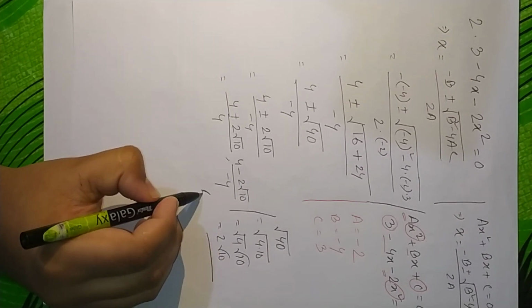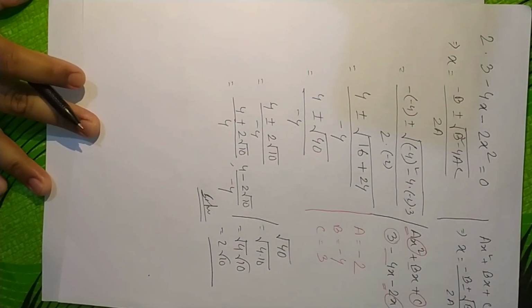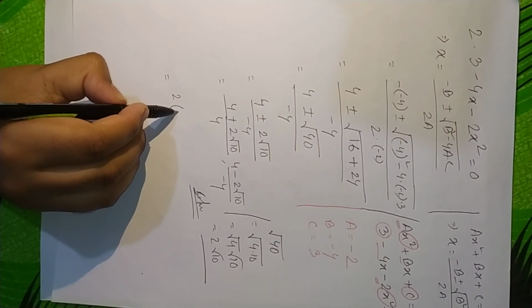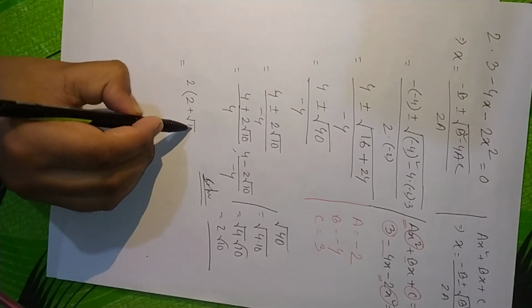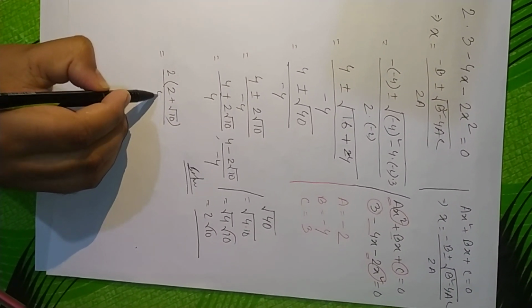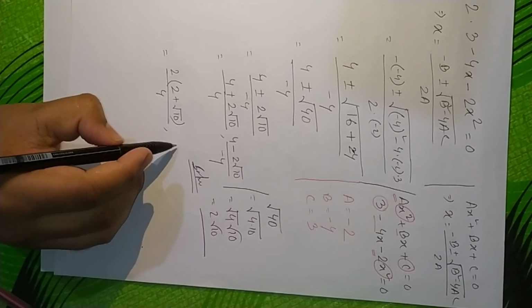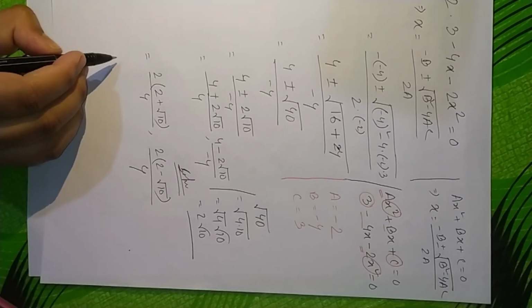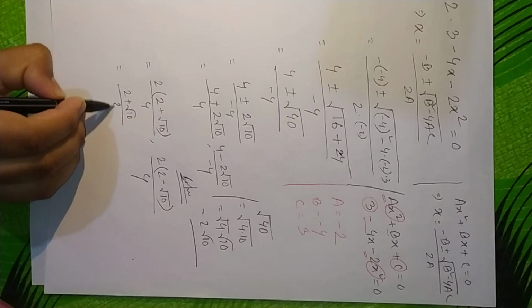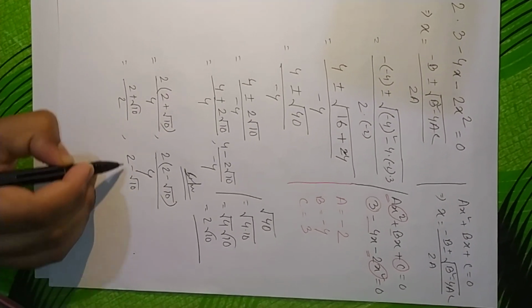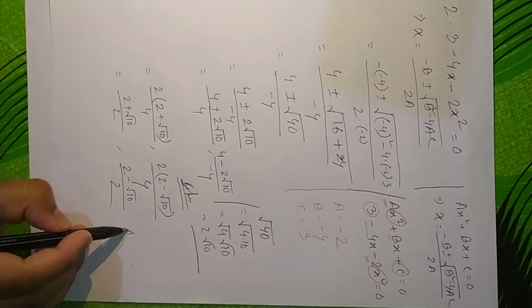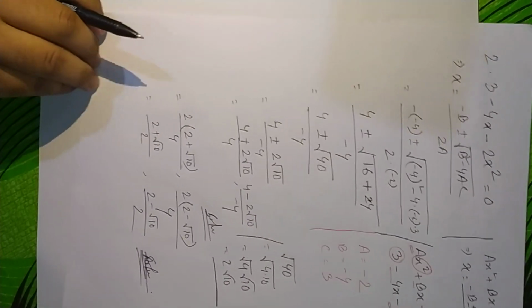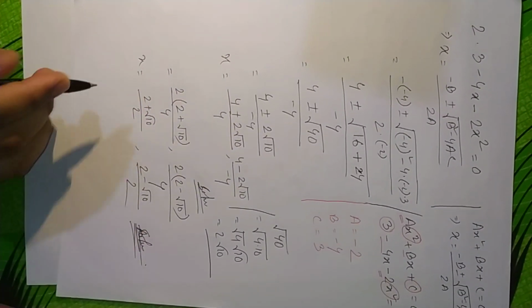You can write your answer in here, no problem. But if you want to calculate, then you can calculate like this. If you take 2 as common, then 2 plus root over 10 whole divided by 4 and 2 minus root over 10 whole divided by 4. Then it will be 2 plus root over 10 by 2 and 2 minus root over 10 by 2. This can also be your solution. But if you want to calculate more, then you can write it.